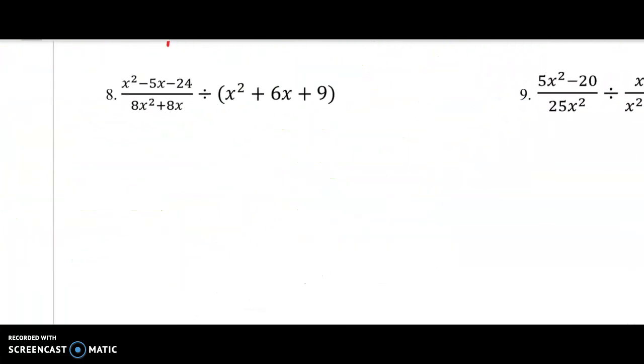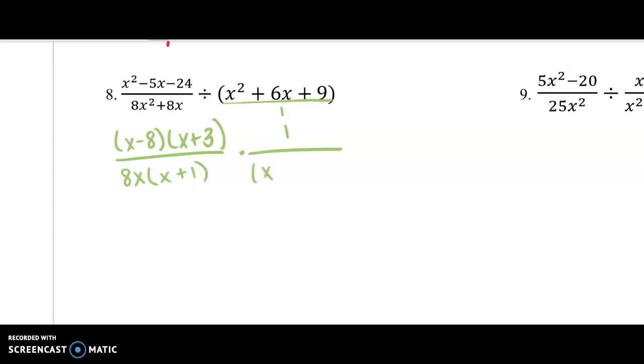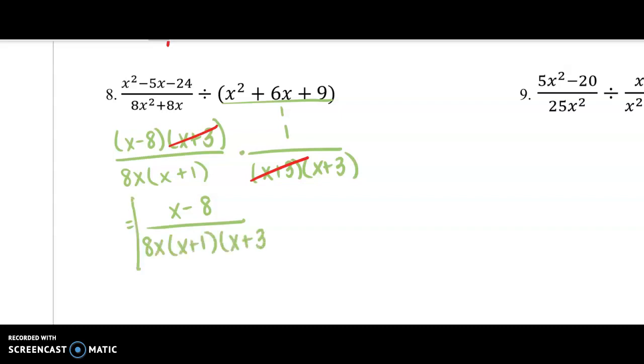Okay, next problem. Over here I factor, this is going to be x minus 8 times x plus 3. In the bottom, I can factor out an 8x, and I'd be left with x plus 1. Remember, that's like over 1, so I can rewrite that as 1 over, and this is going to be x plus 3 times x plus 3. Okay. X plus 3 can cancel out with one of them on the bottom, and I would be left with x minus 8 over 8x times x plus 1 times x plus 3. That is all that I can do to simplify there.